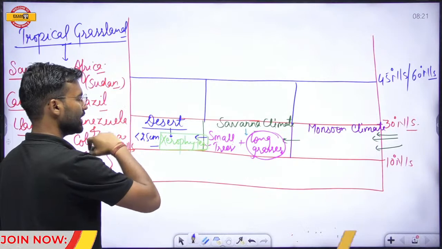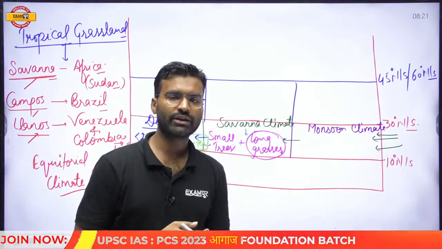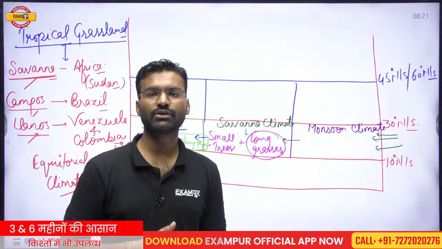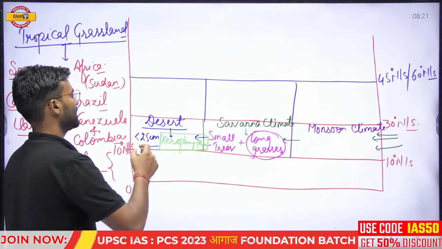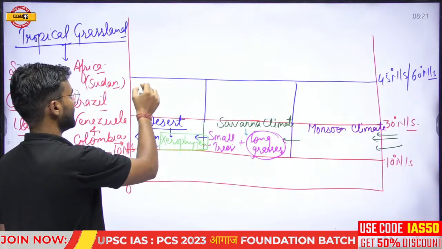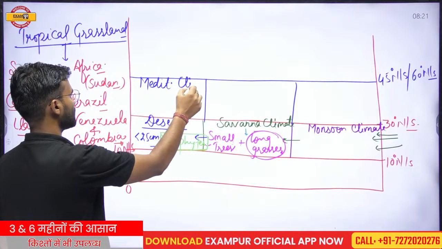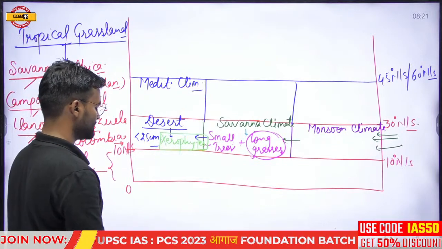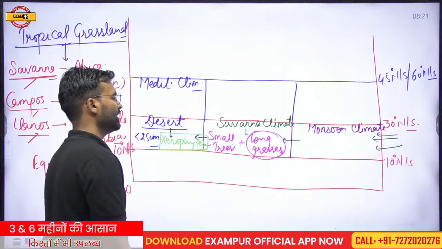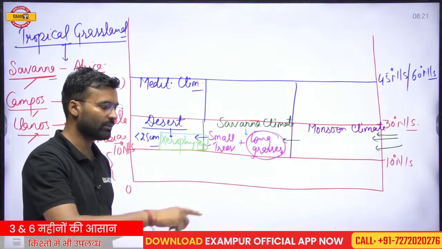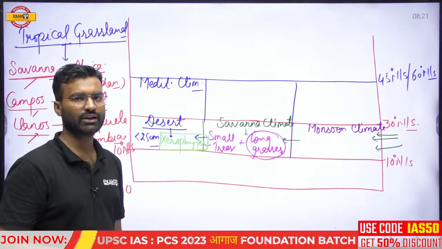So the area between the 30 degree to 40 degree latitude on the western margin of any continent, this climatic zone is called the Mediterranean climatic zone, because this condition is mostly found around the Mediterranean Sea. And that is why this climatic zone is termed the Mediterranean climatic zone.